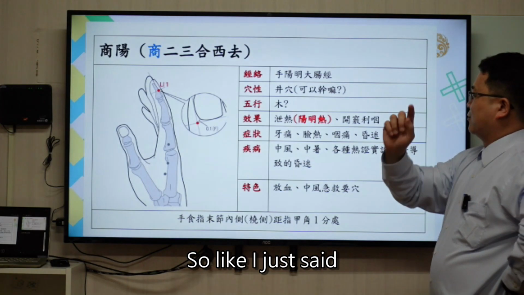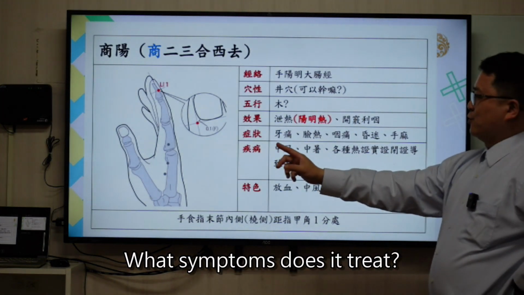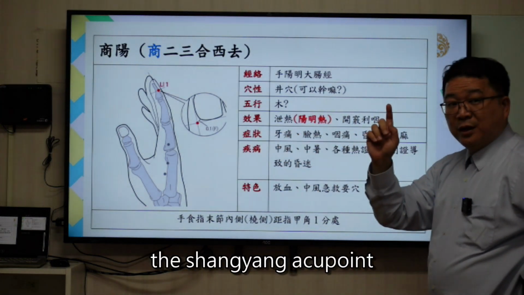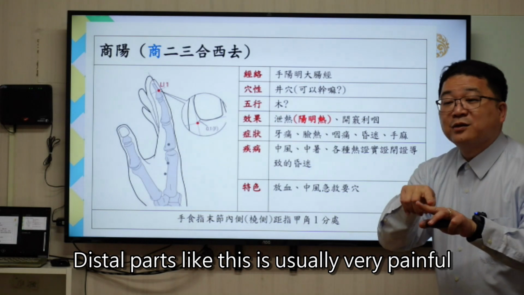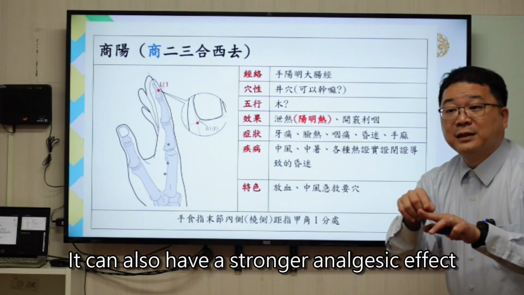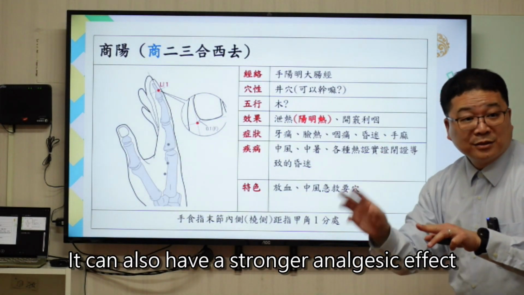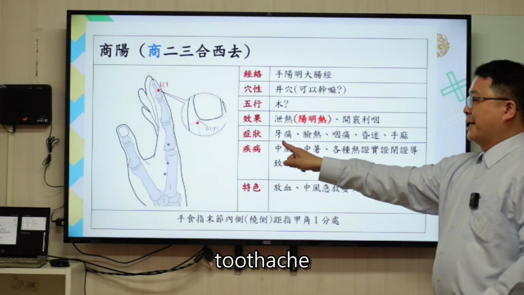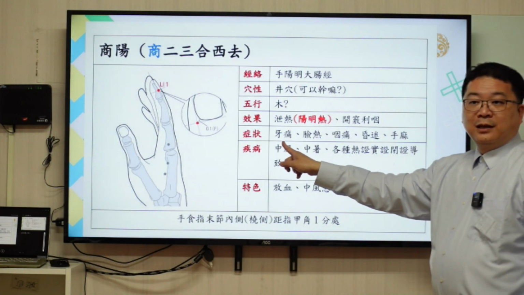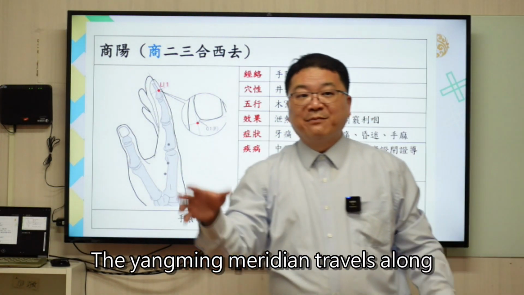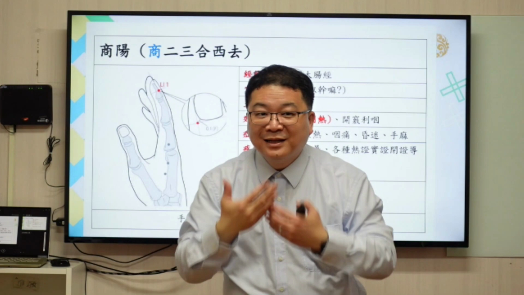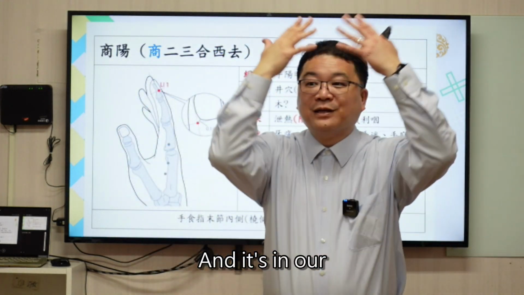So like I just said, what symptoms does it treat? The Shangyang acupoint. Distal parts like this are usually very painful. It's extremely painful when pricked. It can also have a stronger analgesic effect. Toothache. And didn't I tell you this at the beginning? The Yangming Meridian travels along the front side.